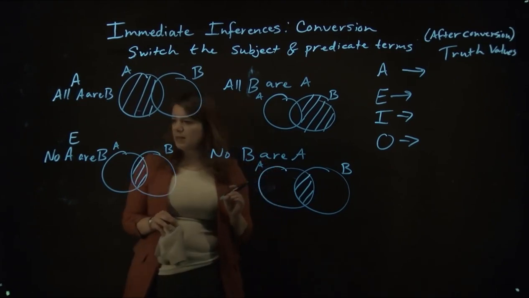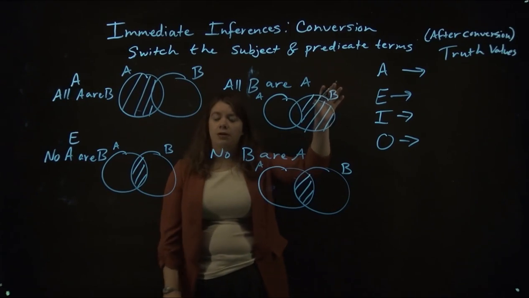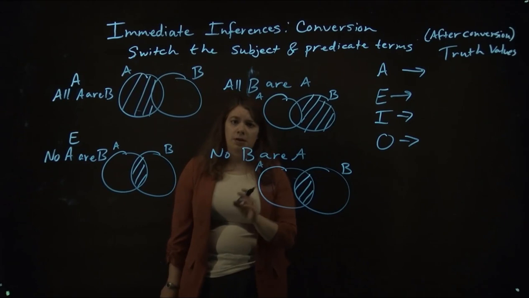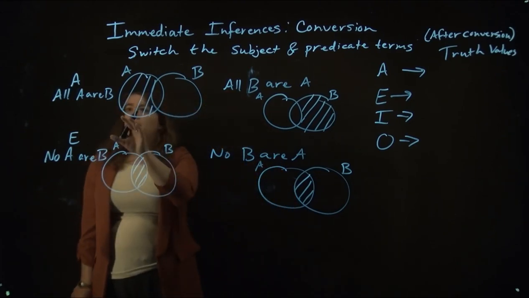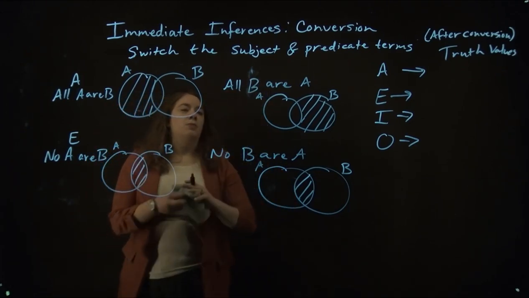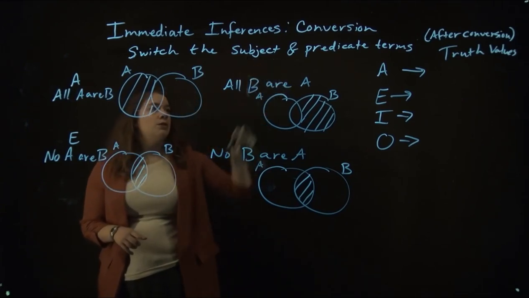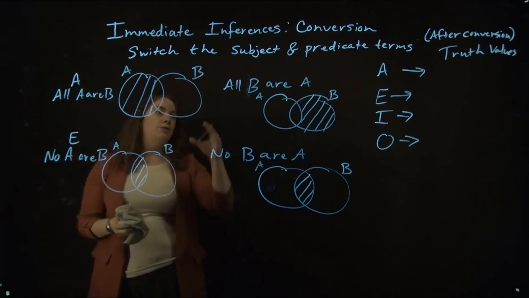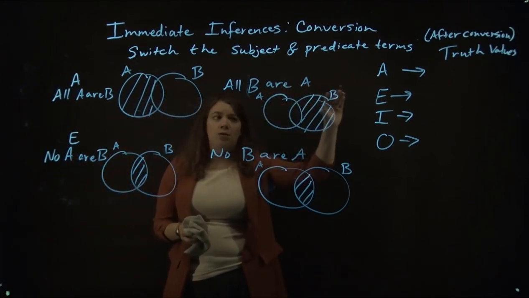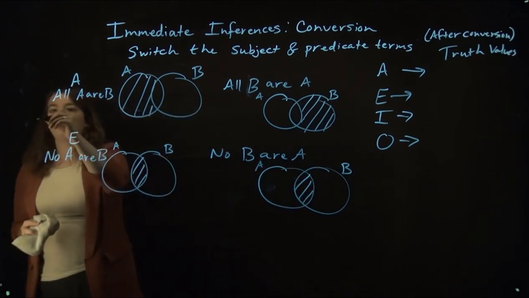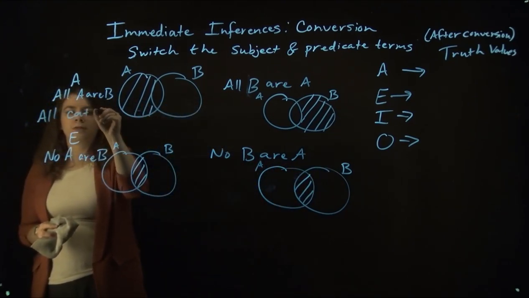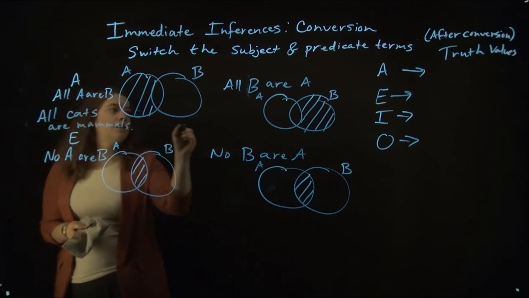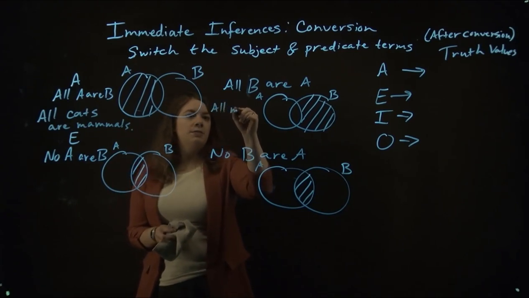All right. So when we are doing conversion on a proposition, what we are doing is switching the subject and the predicate terms. So let's begin with the A propositions we covered last time, those universal affirmative claims. So if your initial proposition is all A are B, then if you convert that, it becomes all B are A. So for example, if you have something like all cats are mammals, converting it will involve then saying all mammals are cats.